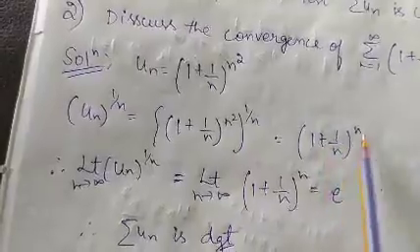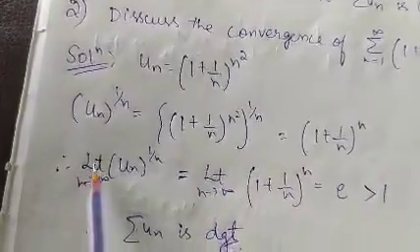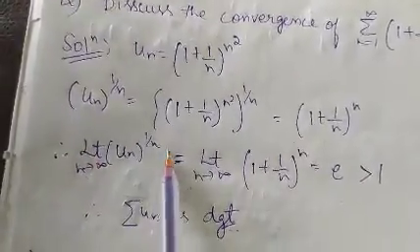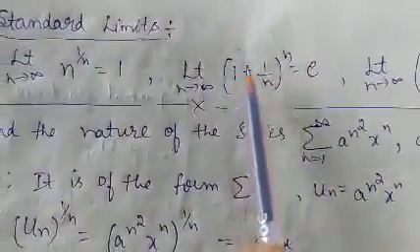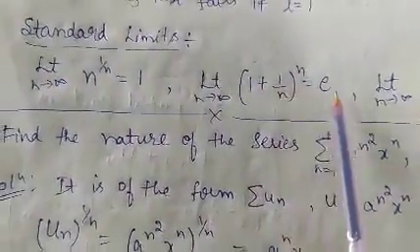So what is un whole power 1 by n, which is nothing but 1 plus 1 by n whole power n. And then what you have to do? Limit n tends to infinity un whole power 1 by n, which is nothing but limit n tends to infinity 1 plus 1 by n whole power n. Again this is a standard limit, and this value is e. E is nothing but the exponential number.